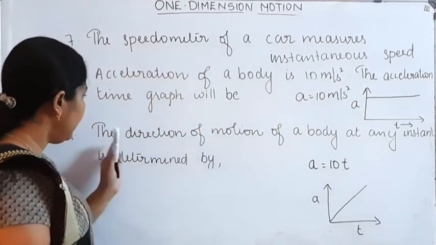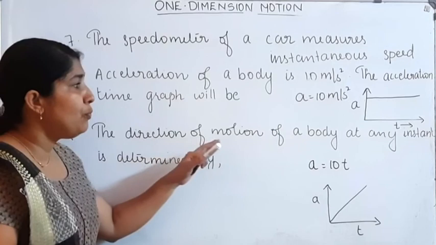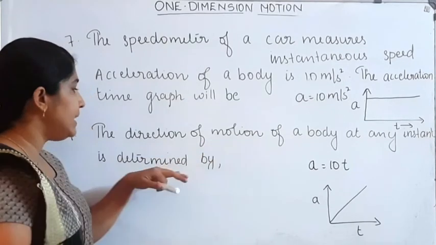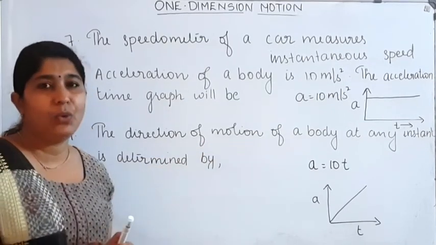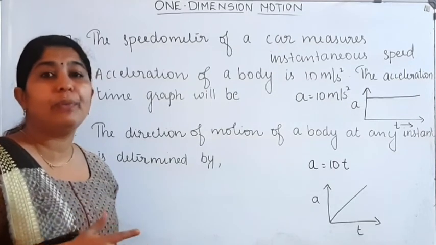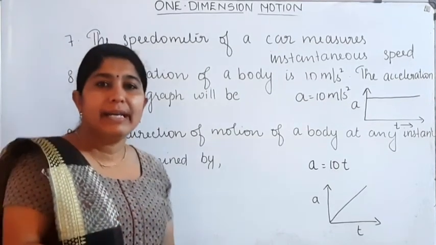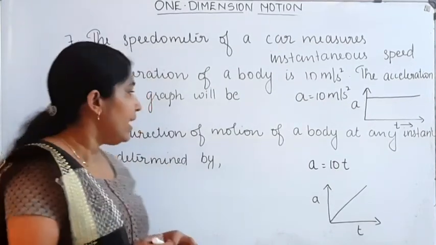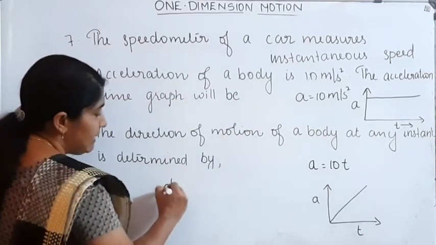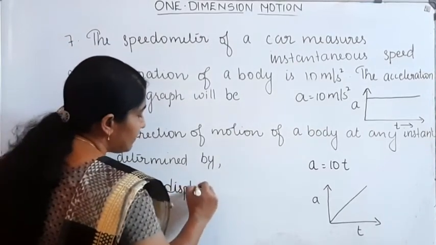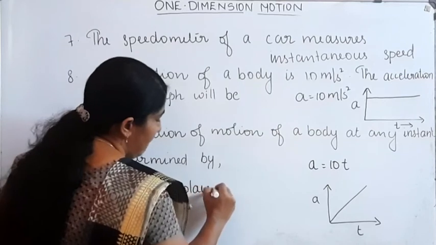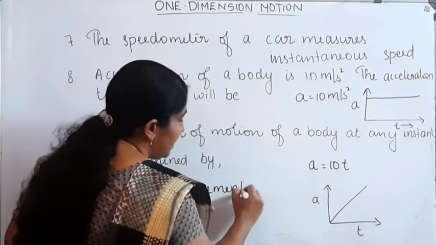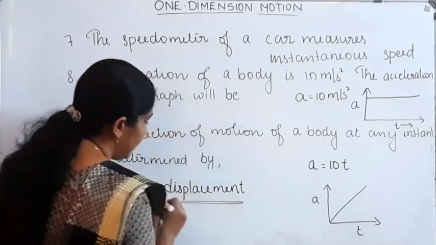Next question. The direction of motion of a body at any instant is determined by what? The direction of motion of a body is determined by its displacement. Displacement is the answer, as displacement of the body gives the direction.